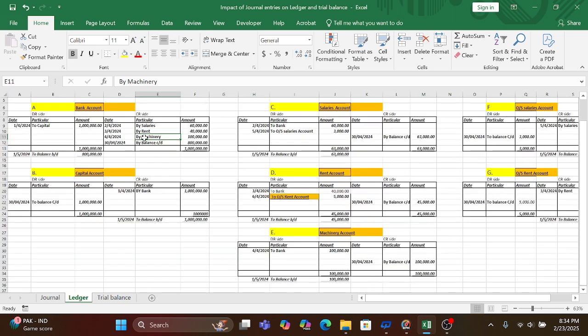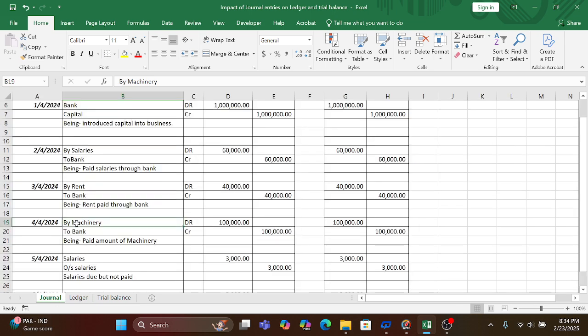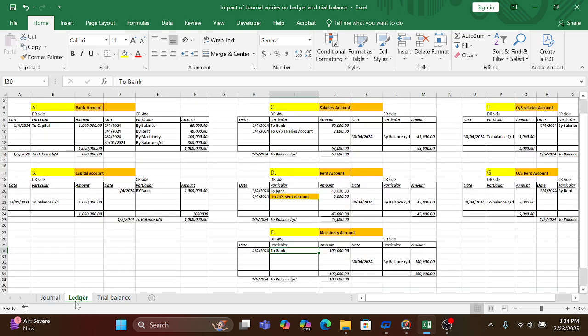If you see here, machinery is on the "by" side, and in a machinery account I have shown bank on the "to" side. In a machinery account I have to show "to bank", and in a bank account I have to show "by machinery". Here if you see both the balances, that is 1 lakh, 1 lakh amount. I hope you are getting my points.